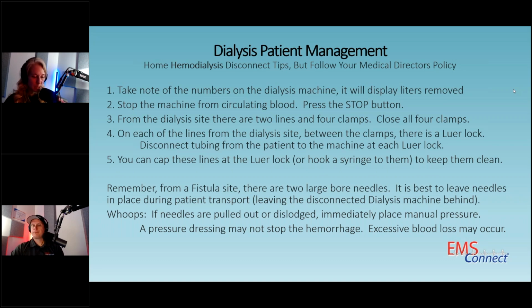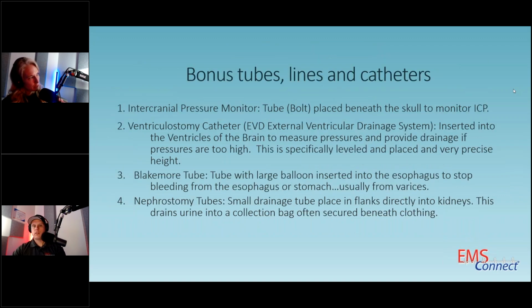So the key is you need to get the patient unhooked from the dialysis machine. You need to get the patient out of the house and on the way to the facility, especially if they're doing poorly.